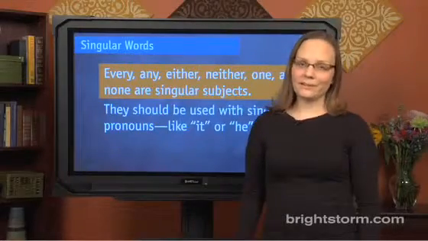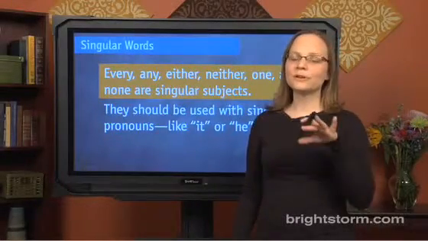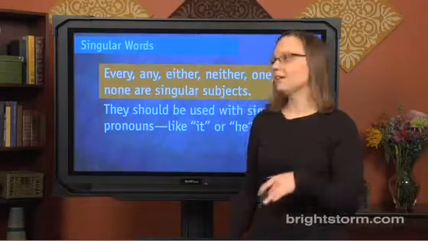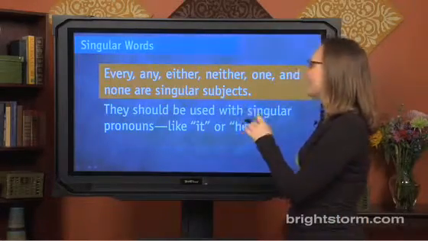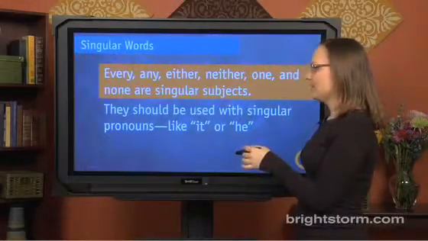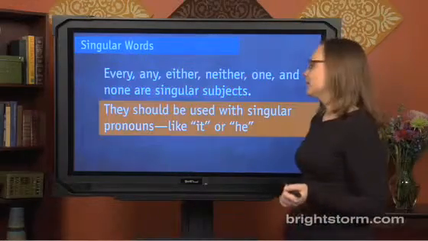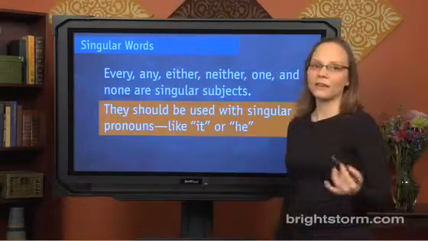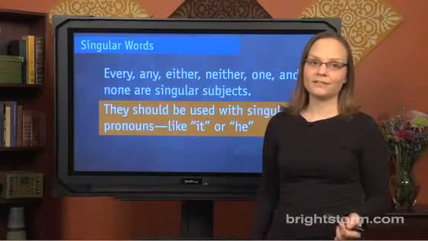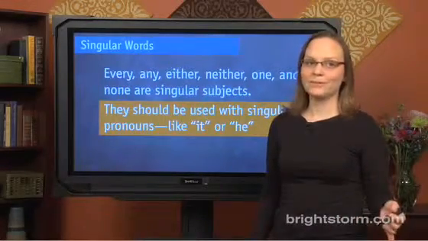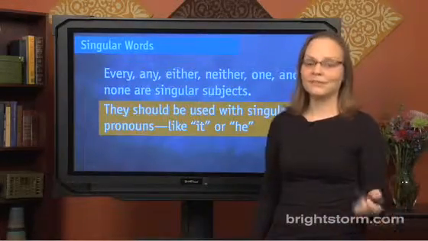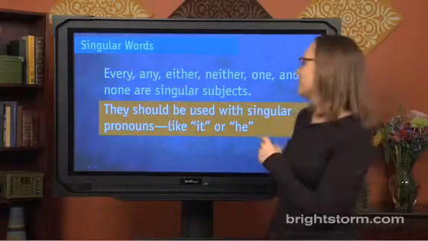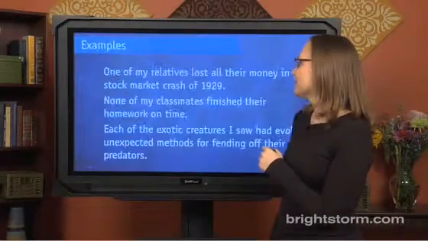So the first rule here about pronouns is that there are certain words that may not seem singular, but they are. And those are every, any, either, neither, one, and none. And because they're singular, they need to be used with singular pronouns like it or he, depending on context. You can't use them with plural pronouns because they're not plural words. This will make the most sense in the context of some examples, so let's see.